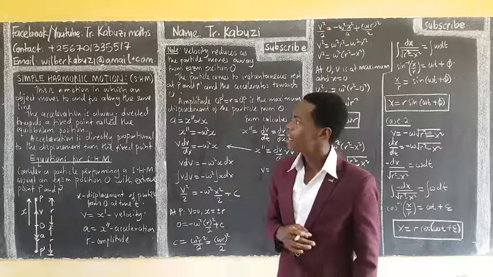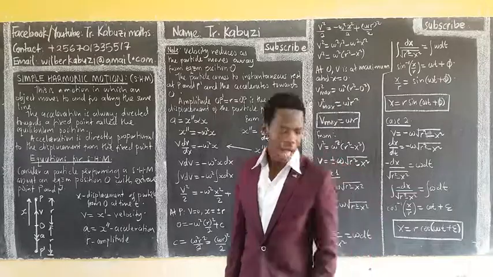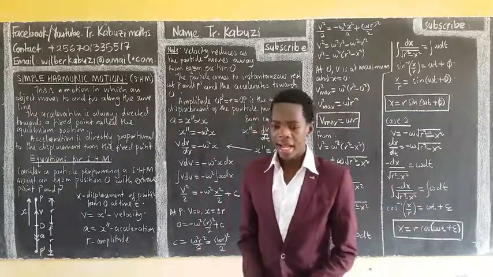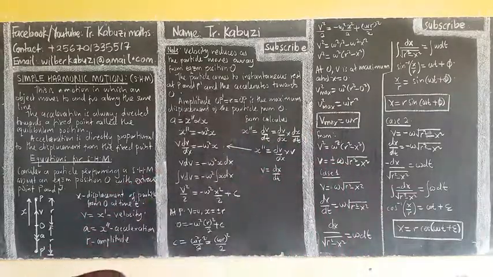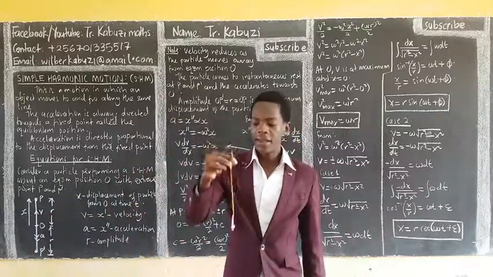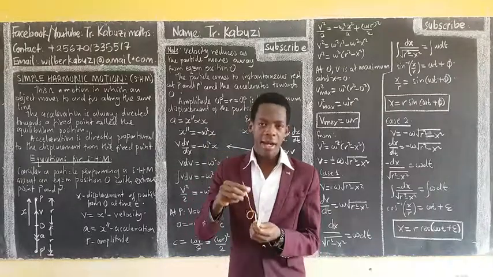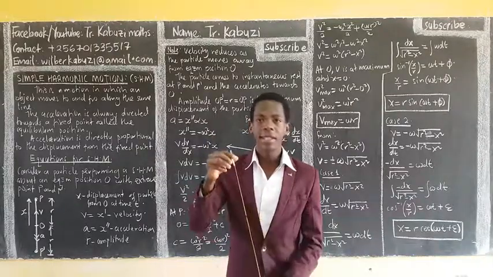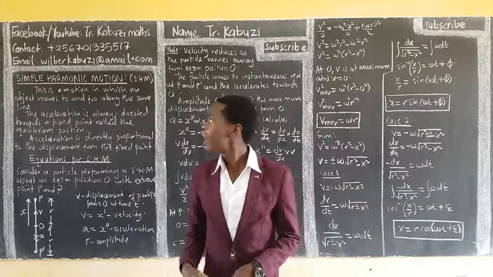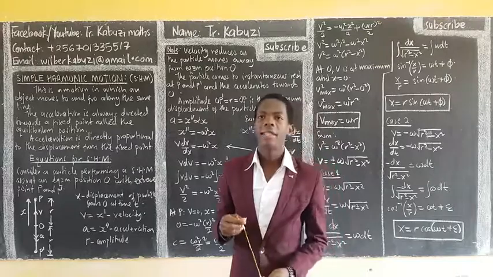So, how do we define it? This is a motion in which an object moves to and fro. As I can show you here, this is the object. If it can move to and fro, it comes, then it comes back, it comes, then it comes back. That one will say that particle is describing what we call a simple harmonic.